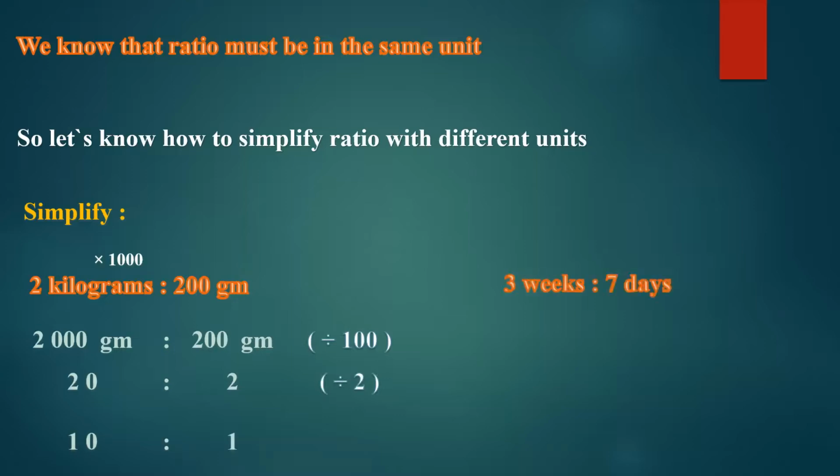Okay, another example, 3 weeks and 7 days. Two different units, weeks and days. So we are going to convert the biggest to smallest. So biggest, weeks, will be times 7. So 3 times 7 equals 21 days, and we have 7 days. Okay, 21 and 7 divided by 7 will be 3 to 1.